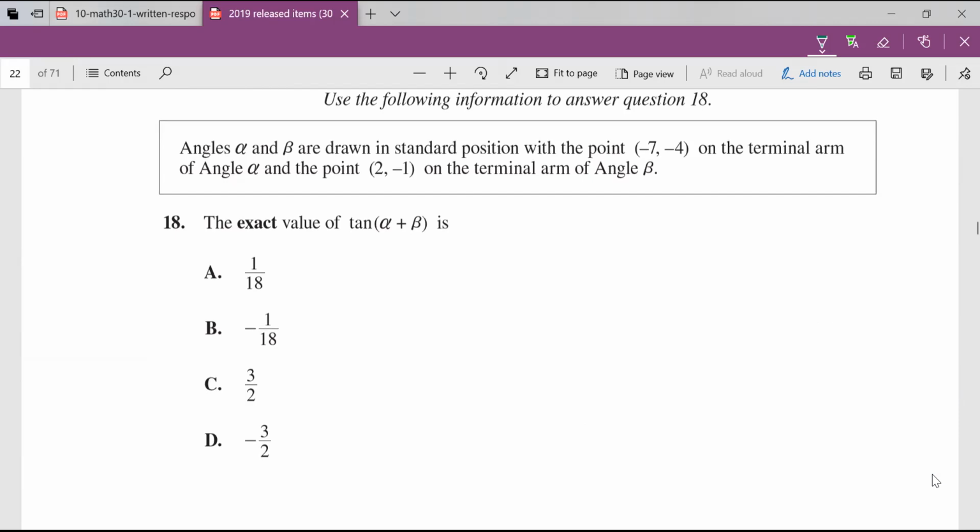And what do we got? Angle alpha and beta are drawn in standard position with the point -7, -4 on the terminal arm of angle theta and the point 2, -1 on the terminal arm of angle beta. Determine the exact value of tan alpha plus beta. Oh, goodness gracious. We're going to need your formula sheet. Okay, so hit pause, go find your formula sheet and tell me what tan alpha plus beta is.